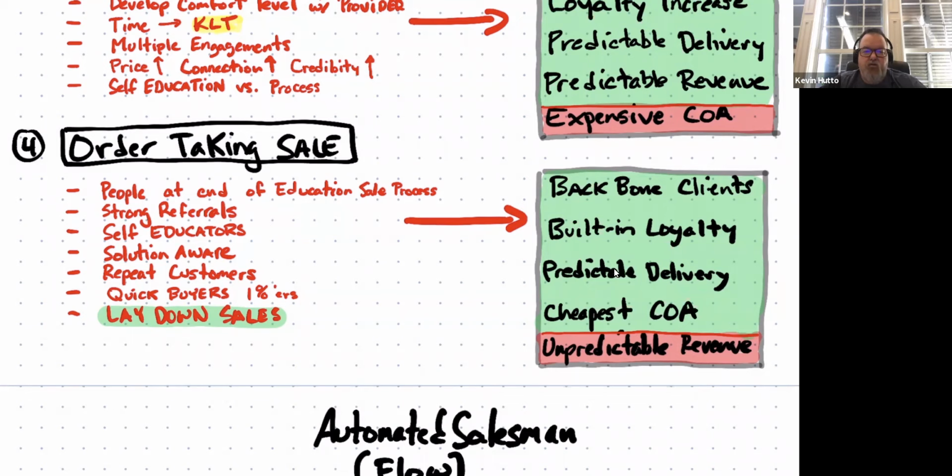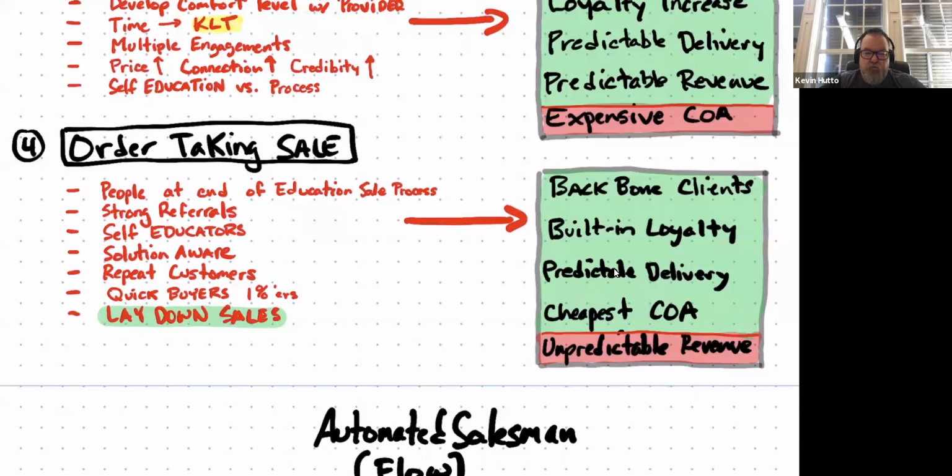Another order taker usually is repeat customers. So somebody's bought something from you and has had a good experience or has had success or what have you. When you offer something else, they buy because the trust is there. They know what the experience was like, the credibility, all the stuff. So they become repeat customers.